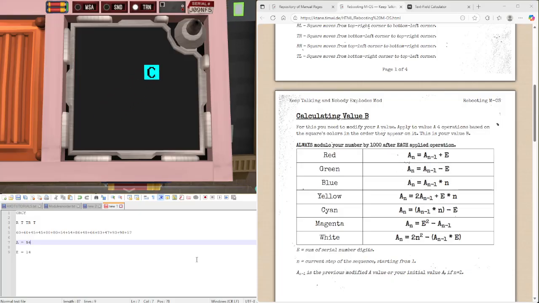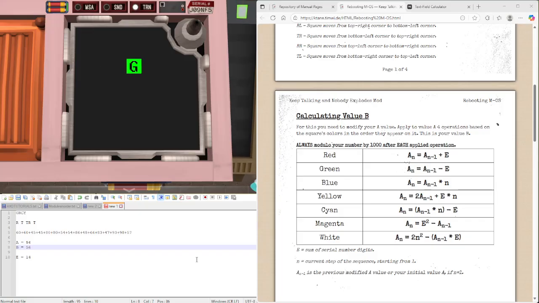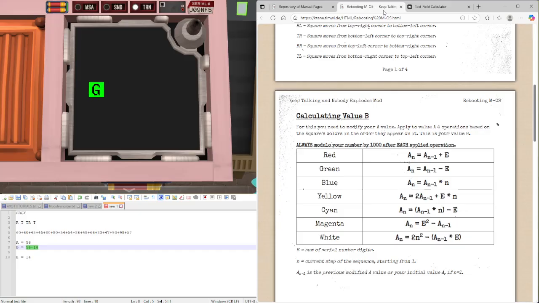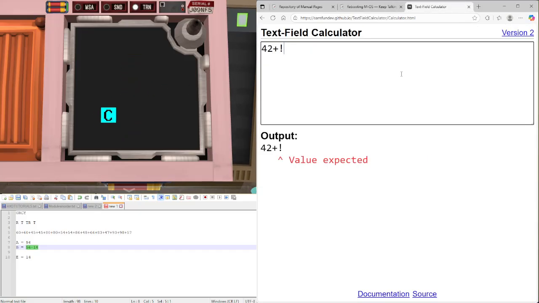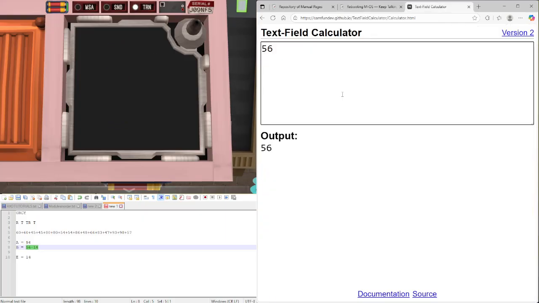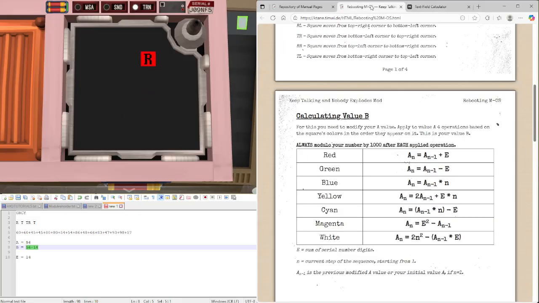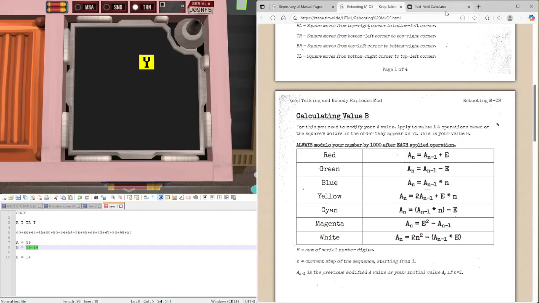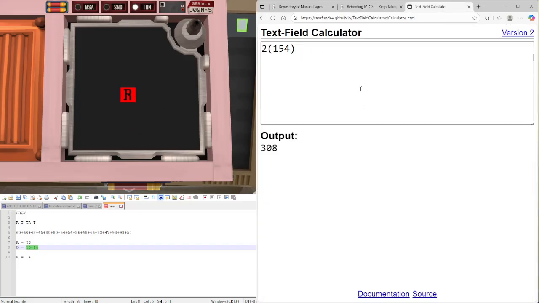So to get B is 56, then green is minus E, red is plus A, cyan multiplied by the step minus E, and yellow is twice the number, plus E times N.